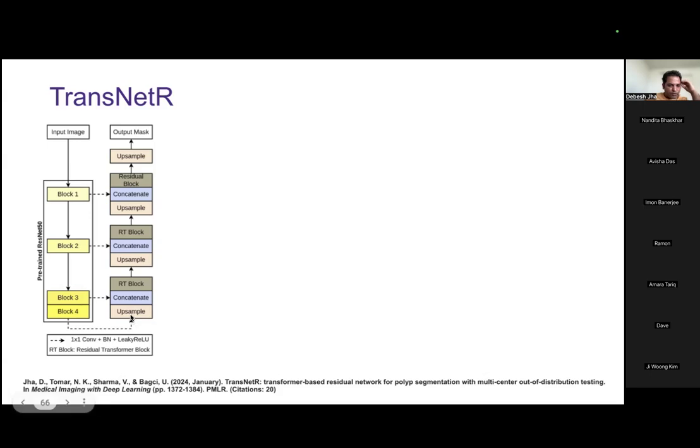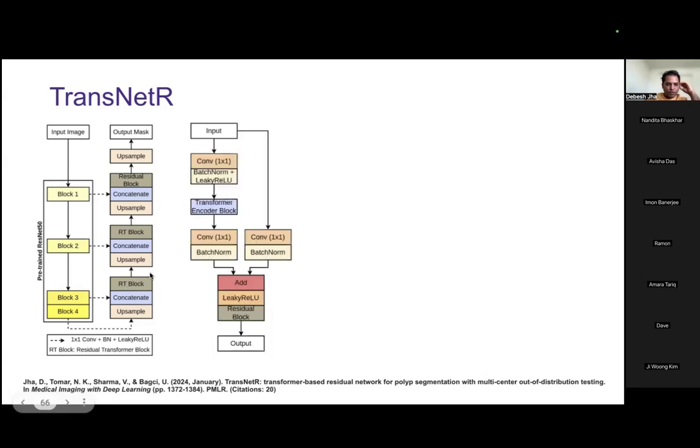decoder blocks such as upsampling, and then you concatenate the features from the encoder, and then again pass it through the RT block. So the RT block is the innovation here, which I would like to show. And then you follow the series for all of these, two other blocks, and then upsample, and then you get the final output mask.